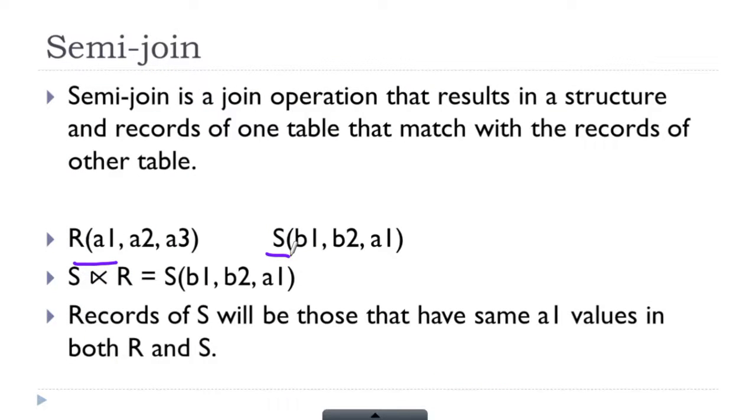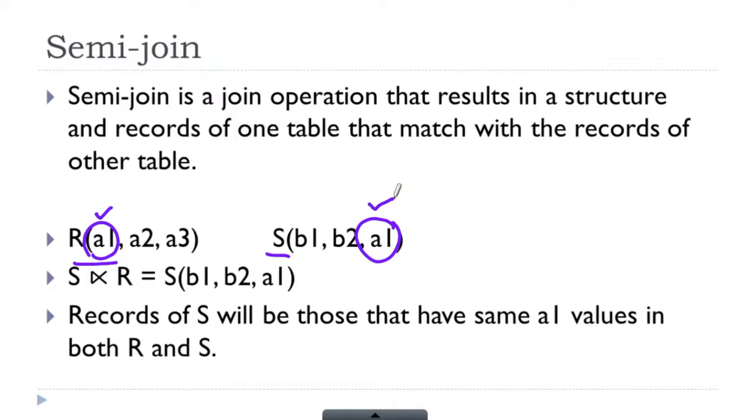Semi-join is a join operation that results in the structure and records of one table that match with the records of the other table. Here you see we have two relations. One is R, the other one is S. R has three attributes A1, A2, A3. S has three attributes B1, B2 and A1. If you observe these two tables, you can understand A1 is the attribute which is common between them. In many cases the name may be the same or different, but the domain of this attribute and the domain of A1 in S are both the same.